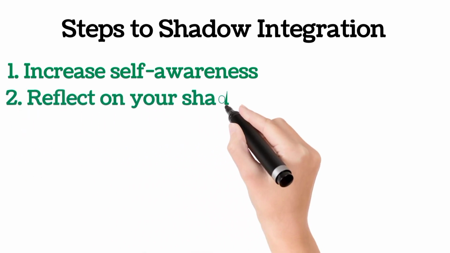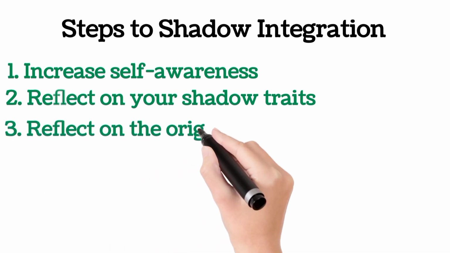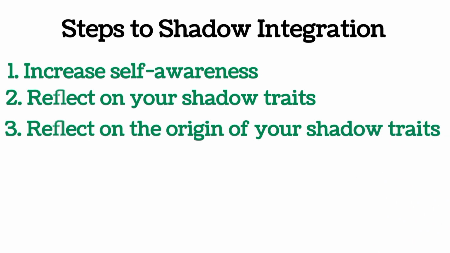Step 2. Reflect on your shadow traits. The next step is to begin identifying and reflecting on the specific traits that make up your shadow self. This may include negative traits such as anger, aggression, or envy, as well as positive traits such as creativity and intuition.